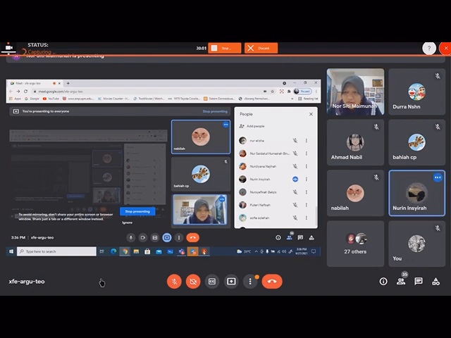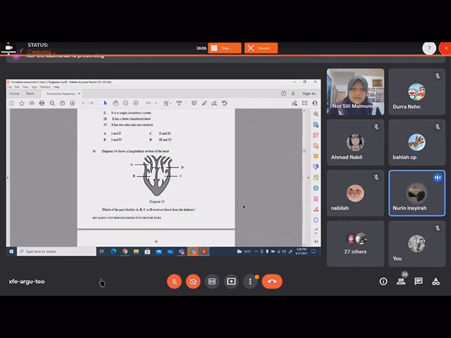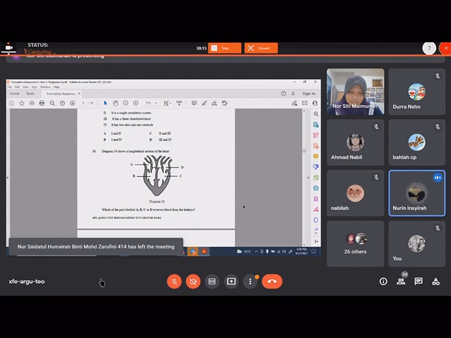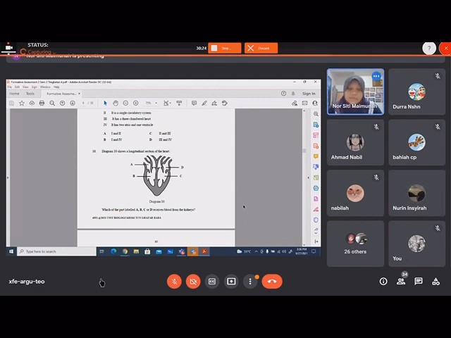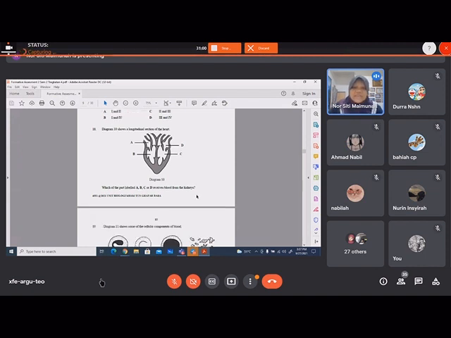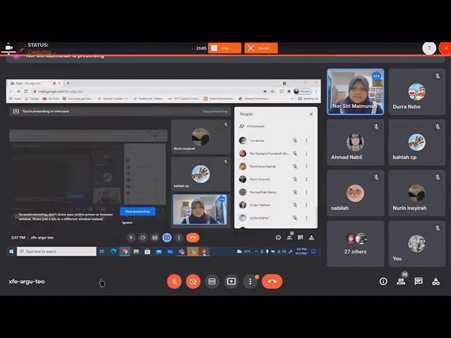Number 18. Nurin. Have you spoken yet, Nurin? Not yet, teacher. Diagram 10 shows a longitudinal section of the heart. Which of the parts labelled A, B, C or D receives blood from the kidneys? My answer is A. What is A? Right atrium. Correct. The kidneys means from the body cells, from all parts of the body. The blood returns to the heart through the right chambers, received by the right atrium. The blood from the kidneys is deoxygenated blood, received by the right atrium through the vena cava. So A is the right atrium. D is the left atrium and receives oxygenated blood from the lungs.